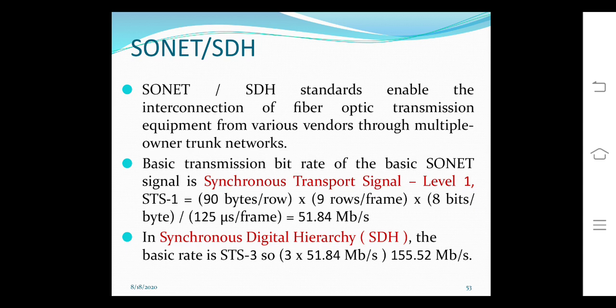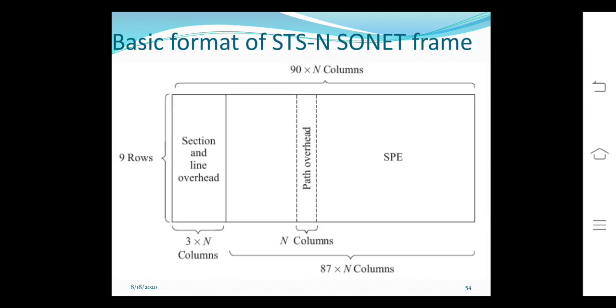And in SDH, that is synchronous digital hierarchy, the basic rate is STM-1, so 3 times 51.84 Mbps, which is 155.52 Mbps. This diagram shows the basic format of the STS-N SONET frame.